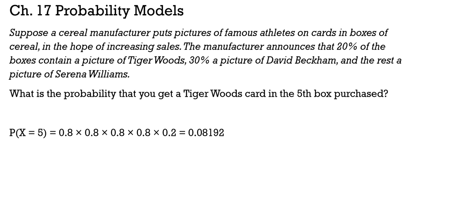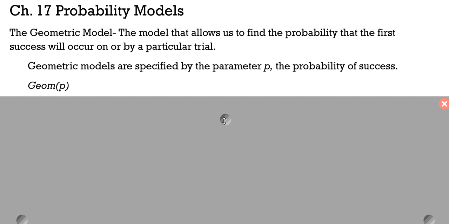box purchased. Okay? Well, that's an example of the geometric model, and this is all we're going to talk about in this lecture. We're going to introduce the other model later on. But this model allows us to find the probability that the first success will occur on or by a particular trial. And we define it by one parameter, which is parameter P, the probability of success. And how we denote it, just like before when we were using the normal model and we had the capital N, and then in parentheses the mean and the standard deviation, here we have Geom and the probability of success.